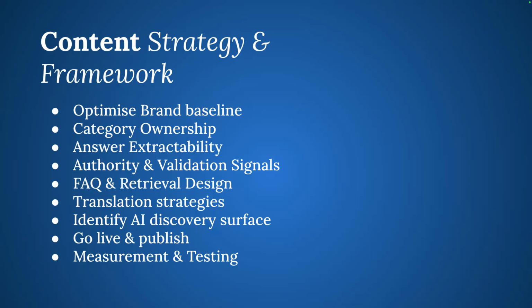Then, very importantly, frequently asked questions and the retrieval around those frequently asked questions. How does that work in the content strategy? Translation strategies, how does that fit in? How do we identify AI discovery surfaces around content? How do we go live and publish? A bit of tactics and strategy around that. And then how do we measure and test?